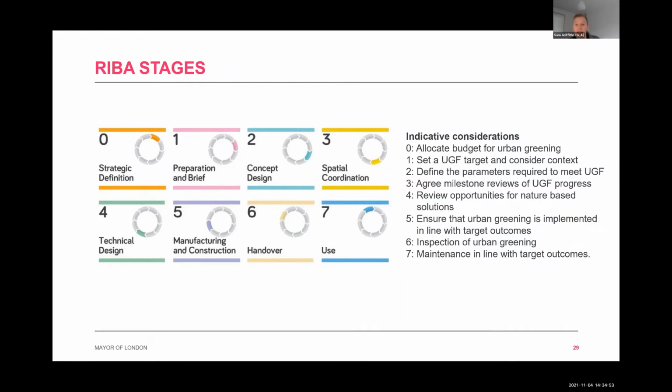Stage 5, manufacturing and construction, ensuring that urban greening is implemented in line with those target outcomes. Stage 6, handover, making sure that inspection of urban greening, making sure what's gone in the ground is up to scratch, again in line with those target outcomes. And then use is really fundamental, albeit a little outside of the UGF, but it's making sure that the scheme maintenance is in line with those target outcomes, making sure that what's proposed to be a wildflower meadow is maintained as such, and therefore can achieve the UGF truly on the site.